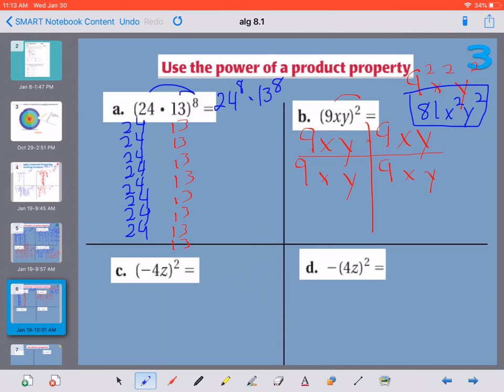Next I have two negative 4z's, so negative 4z times negative 4z. So I have one negative 4 here, one negative 4 here, and one z, one z. So two negative 4's. If I do negative 4 times negative 4, that gives me a positive 16. And then z times z will be z squared.